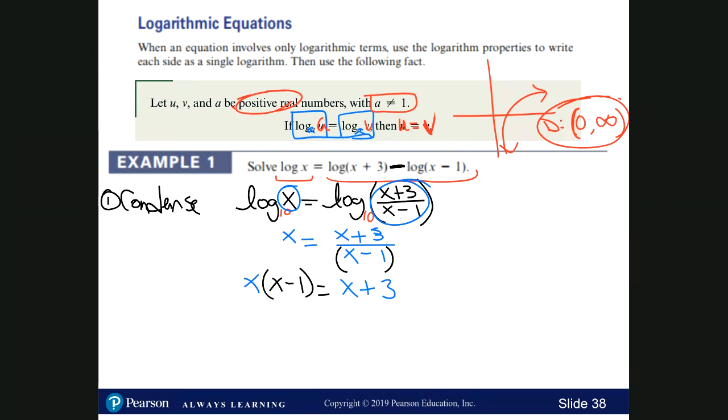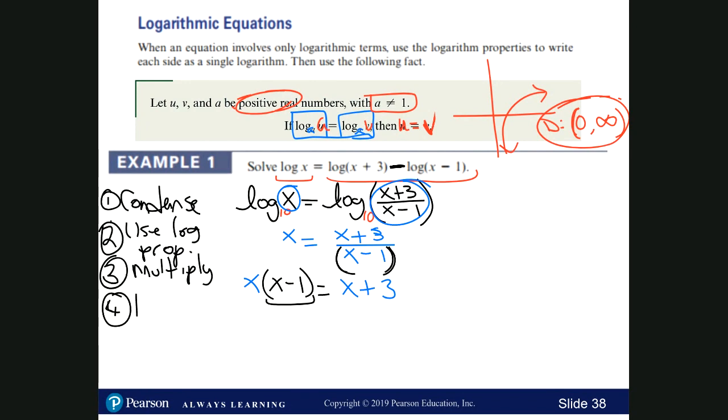Now from here, we are going to distribute the x. Well, the second step, let's write it down. We use the log property. Our third step, we multiplied by x minus 1 to get it out of the denominator. Now we're going to go ahead and actually perform the multiplication, but we have to be careful and distribute it to x and also to negative 1.